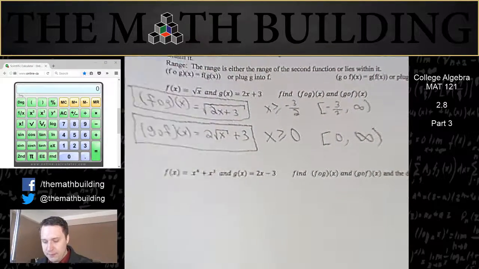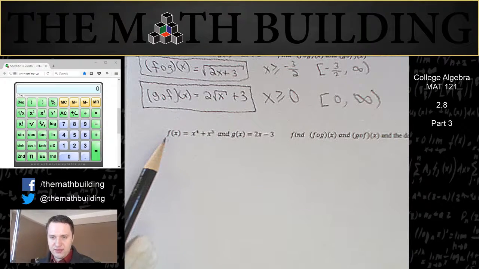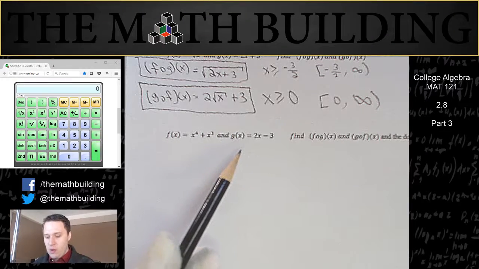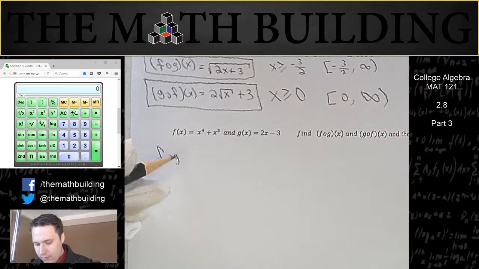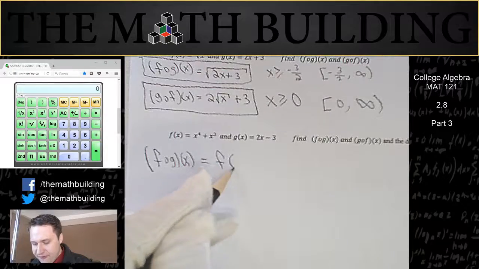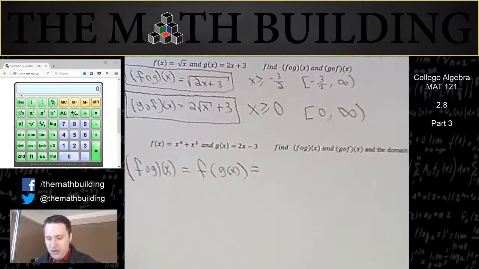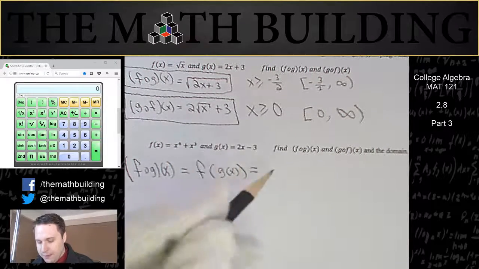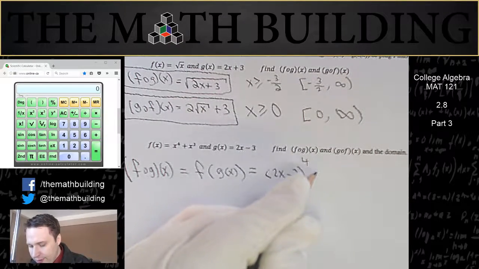Let's do that one more time. Here I have x to the 4 plus x to the 3 as f of x. And g of x, I have 2x minus 3. So let's find f of g of x. Remember that that's the same as take f and plug in g every time you see an x. So I see right away I have x to the 4, so I replace x with g. So that's going to be 2x minus 3 to the 4th power.